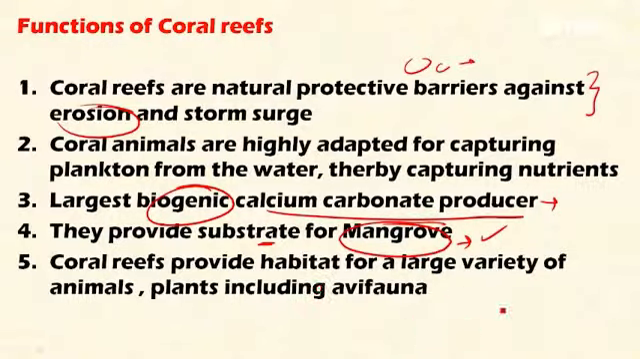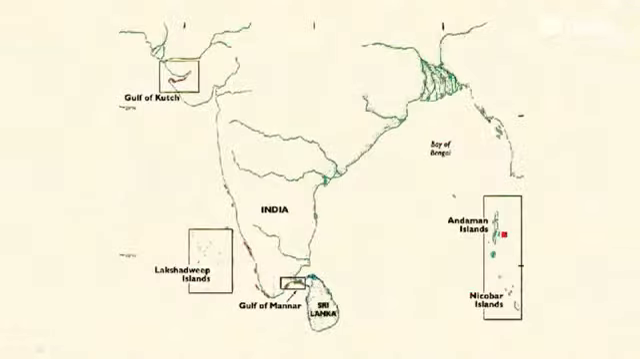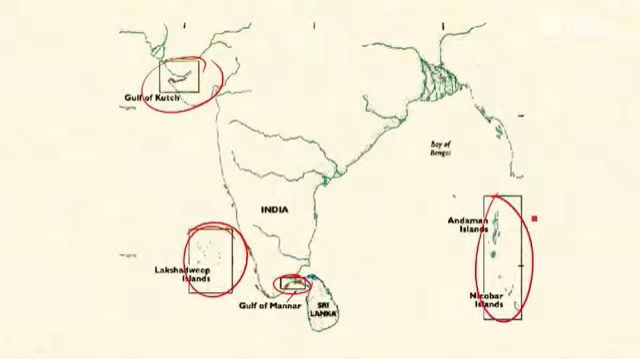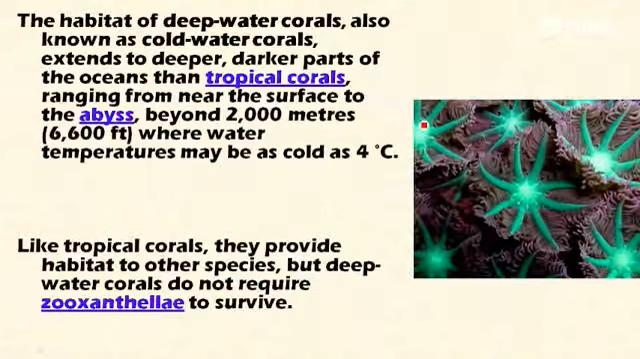Coral reefs provide habitat for a large variety of animals and plants, including avifauna. Avifauna is the bird species. In India, we find coral reefs in the Gulf of Kutch, here on the coast of Gujarat, in the Lakshadweep Islands, Gulf of Mannar, and Andaman and Nicobar Islands. Only in these four areas do we find the coral reefs.